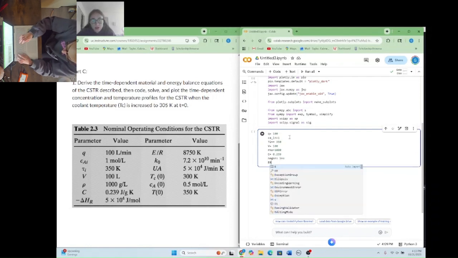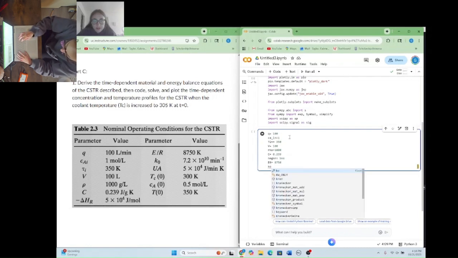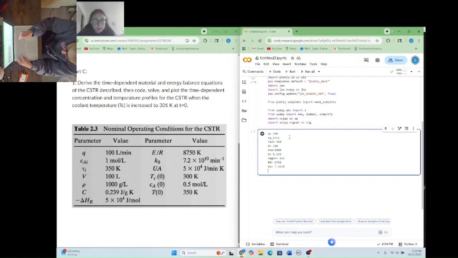Our E over R is going to be 8,750. Our K naught is going to be equal to 7.2 e to the 10th. Our UA is going to be equal to 5e to the fourth.